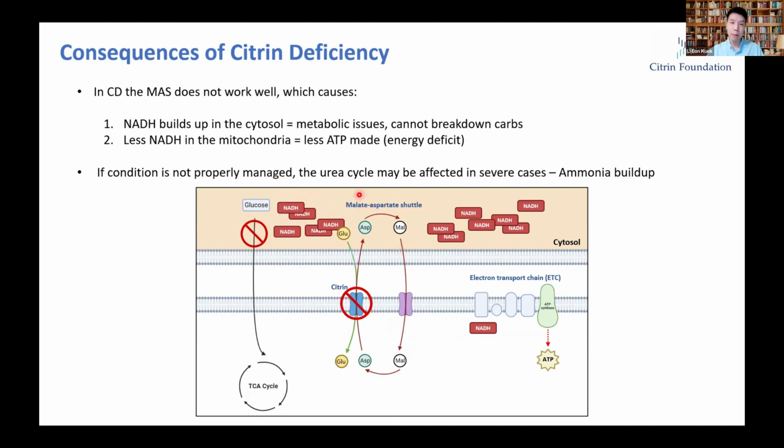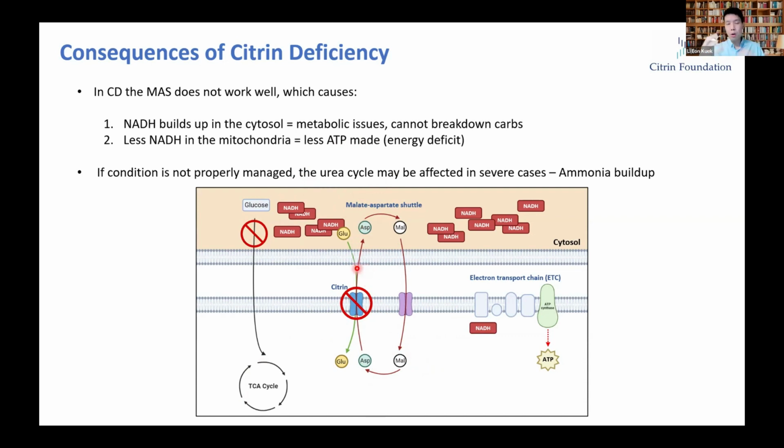And as Barbara previously mentioned, in severe cases, when citrin deficiency isn't managed properly, the urea cycle may also be affected. This is because aspartate amino acid that is moved into the cytosol is needed to participate in the urea cycle to clear ammonia from the body in the form of urine.